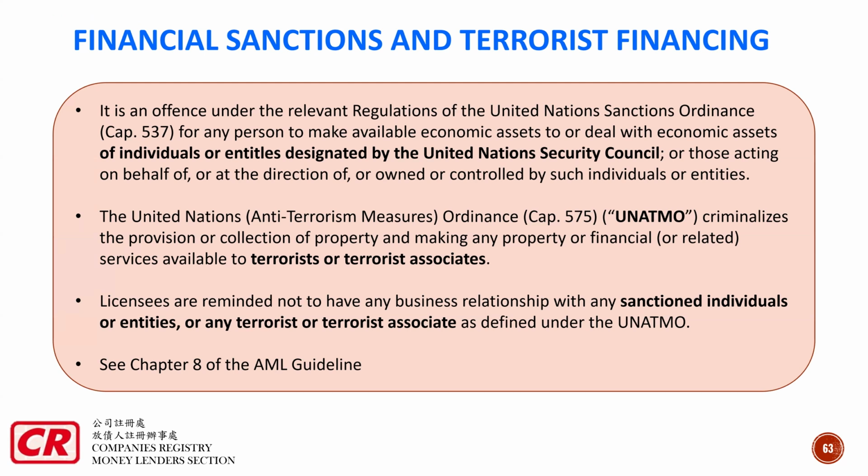For financial sanctions, it is an offense under the relevant regulations of the United Nations Sanctions Ordinance for any person to make available economic assets or deal with the economic assets of individuals or entities designated by the United Nations Security Council, or those acting on behalf of or at the direction of, or owned or controlled by, such individuals or entities. For terrorist financing, the United Nations (Anti-Terrorism Measures) Ordinance criminalizes the provision or collection of property and making any property or financial related services available to terrorists or terrorist associates.